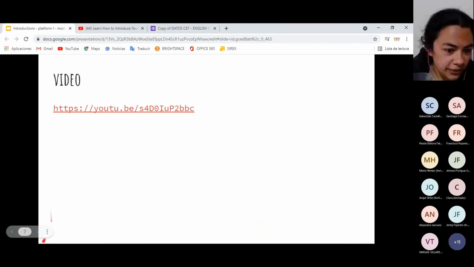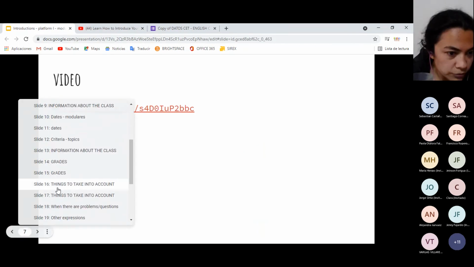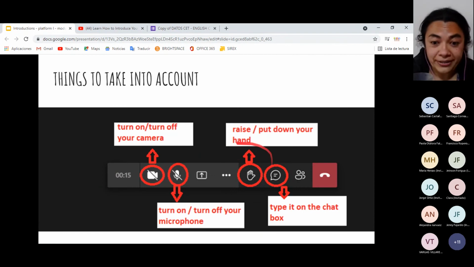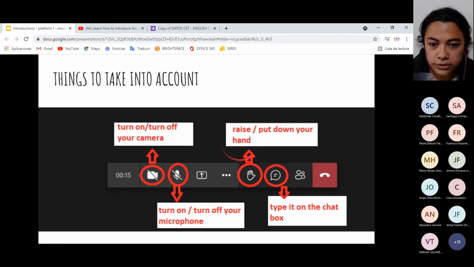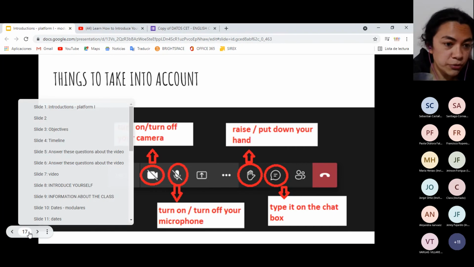Don't forget to raise your hand, right? To raise your hand now for this activity. Remember, the word in English is raise your hand, or put down your hand for the opposite.